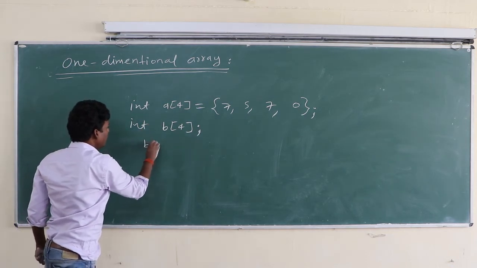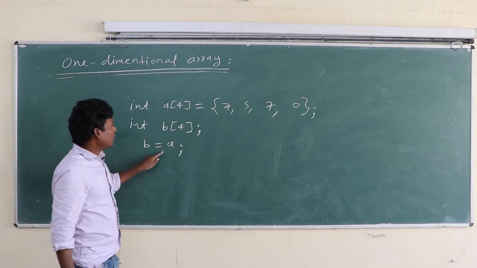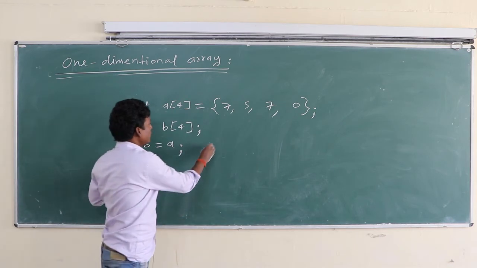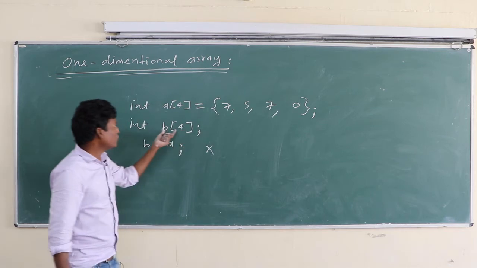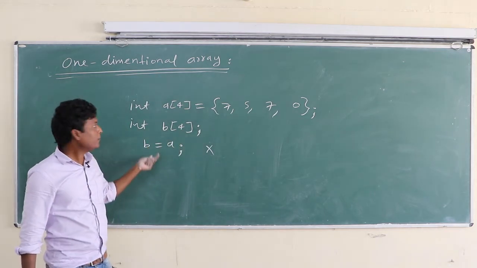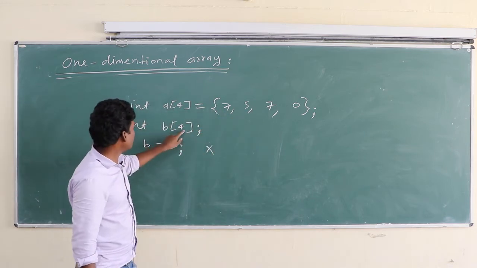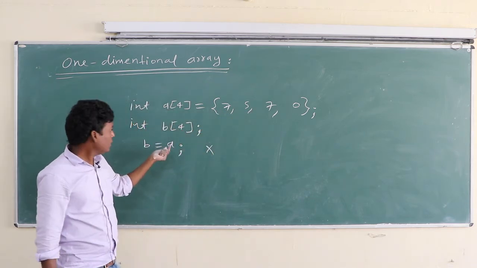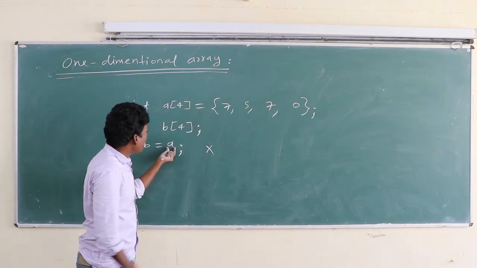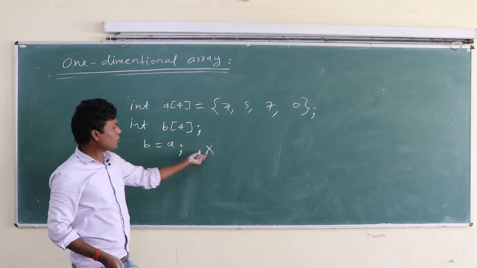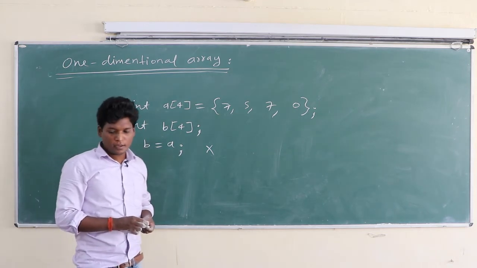If you write b equal to a, this is the wrong assignment. It means not all values of a are assigned to b. Here int a[4] equal to this and int b[4] equal to this, and b has no value currently, so b equal to a means you are assigning all elements of array a to b. This is the wrong assignment. In this way you cannot assign arrays.